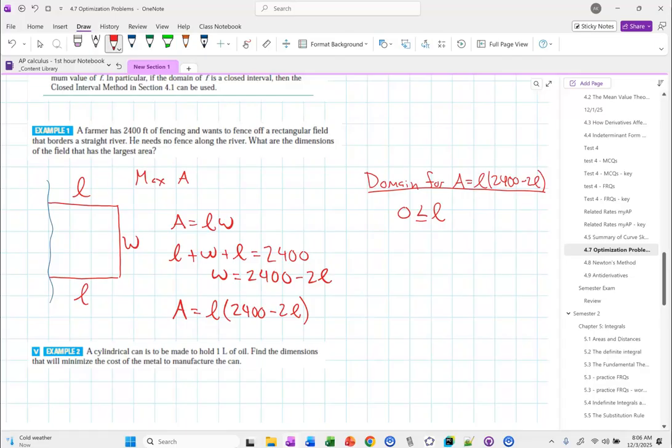What's the biggest possible value for L that my function could contain, where the area still makes sense? That's absolutely correct. Yes, good job, Anthony. 1,200. Why 1,200? Yeah, if I plug 1,200 in for L, 2,400 minus 2 times 1,200 is 0. Then that's a 0 area. If it was any bigger than 1,200, though, what would I get? A negative value. Can area be negative? Oh, no, no, no.